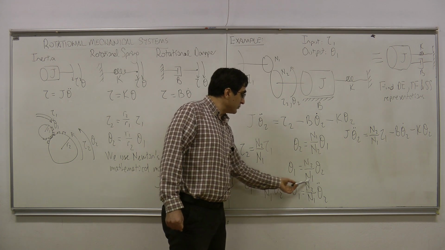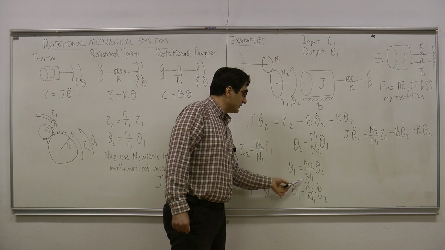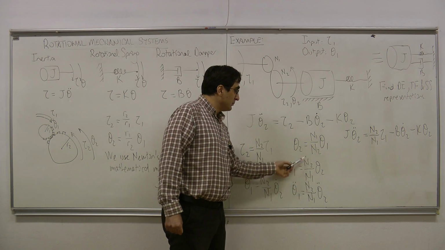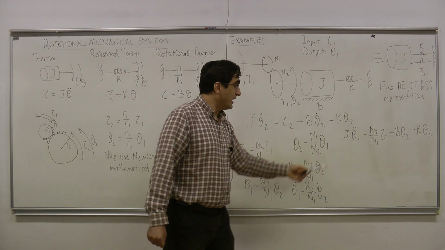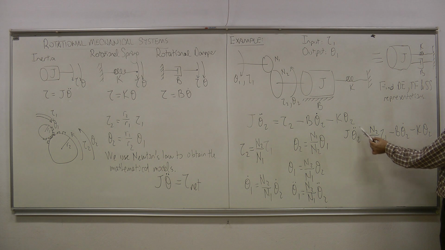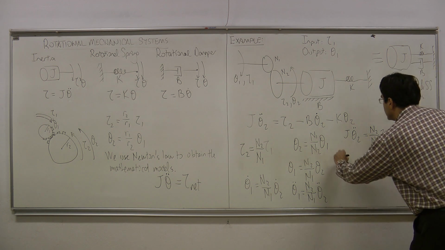Here I don't like to do it in that way. Instead of that, what I'm going to do is I'm going to multiply both sides of this equation with n2 over n1. When I multiply both sides of this equation with n2 over n1, you see that this is going to turn into theta 1 double dot, this is going to turn into theta 1 dot, and this is going to turn into theta 1. Okay? And this is going to be multiplied once more by n2 over n1. That is going to give my differential equation.